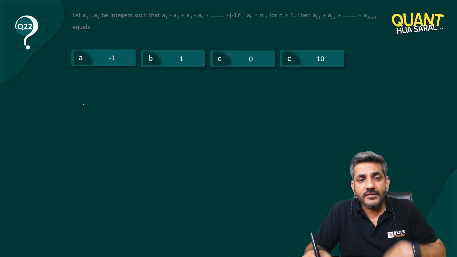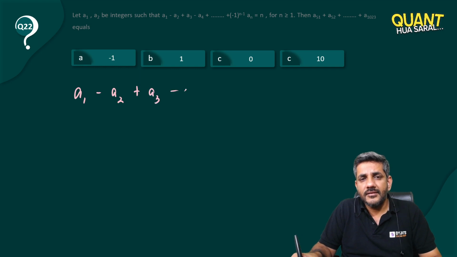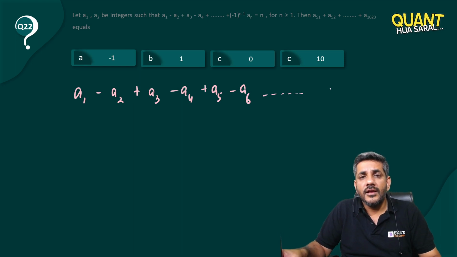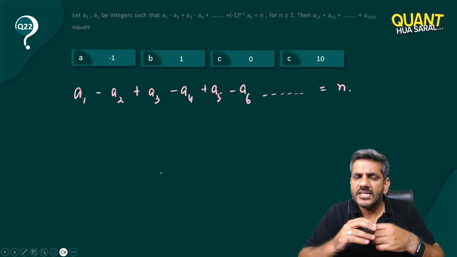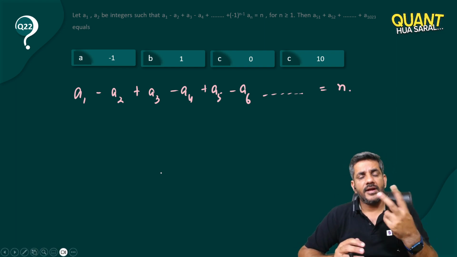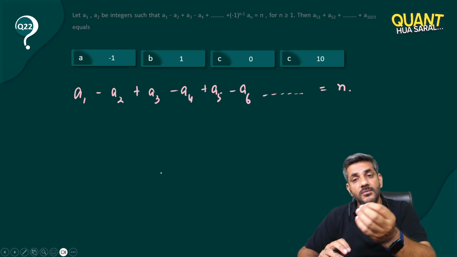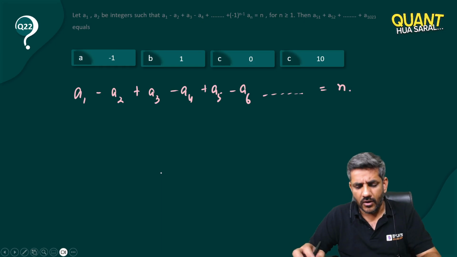The right way of solving this is, if I just write it, a1 minus a2 plus a3 minus a4 plus a5. So somehow this is how the series is going on, and he says this is equal to n. That means if I take one term, the sum of the series is 1. If I take two terms, the sum of the series is 2. If I take three terms, the sum of the series is 3, and that way it is going on.